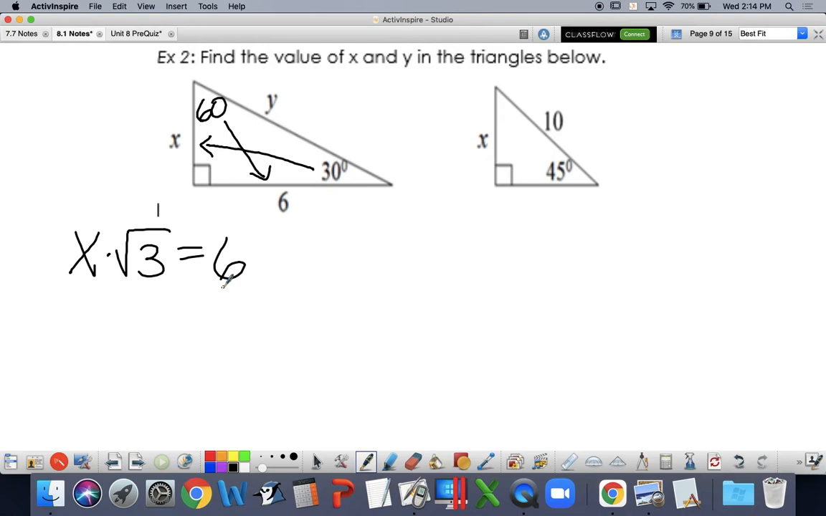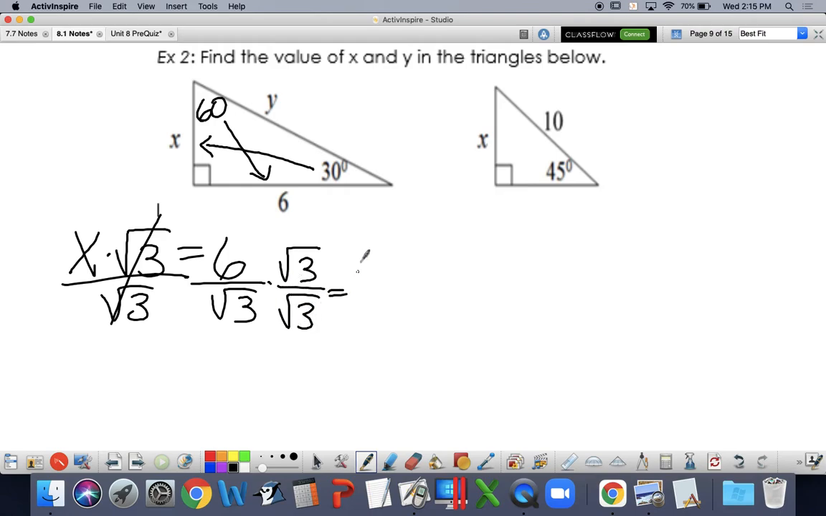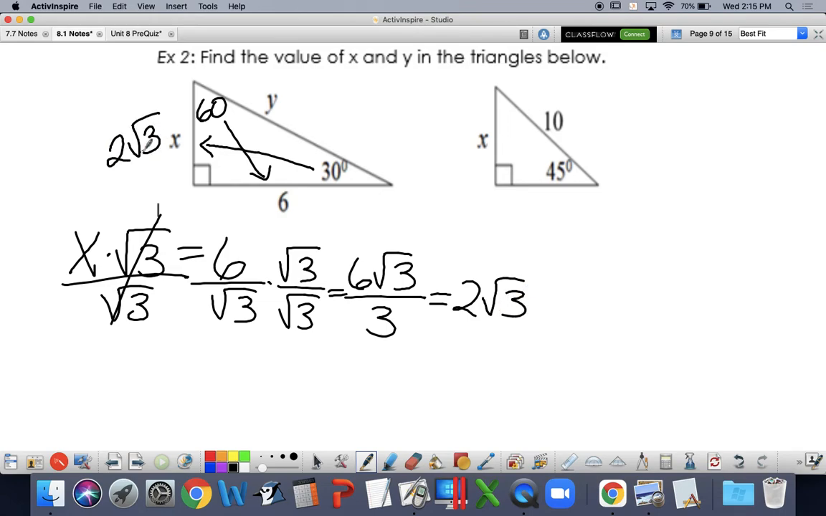I divide, right? These two are being multiplied, so I divide. So I get x is equal to 6 divided by the square root of 3. We're back to having a radical in the denominator, so we're going to get rid of that. So I get 6 square root of 3 over 3. 6 divided by 3 is 2. So my value over here is 2 square root of 3. Notice how, now I know, the square root of 3 times the square root of 3 is 3.